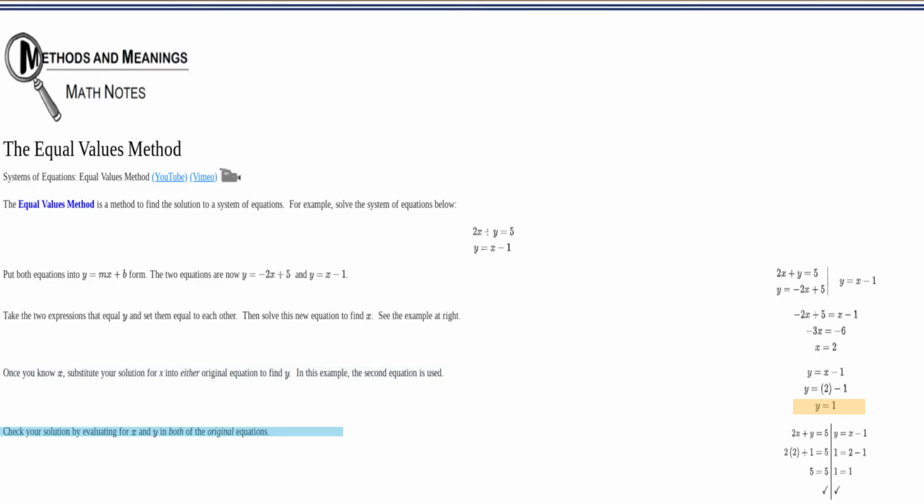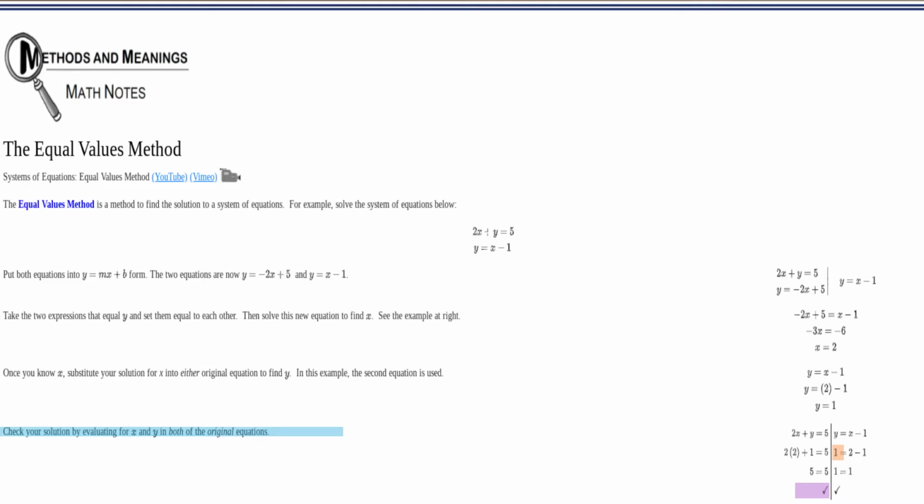So then to check my solution, I'm going to plug x and y into both equations. On the left side, I'm going to use the equation 2x plus y equals 5. On the right side, I'm going to use y equals x minus 1. If I take 2x plus y equals 5 and substitute in my values, I know that x is 2 and I know that y is 1, so I have 2 times 2 plus 1 equals 5. 4 plus 1 does in fact equal 5. 5 equals 5. Check. We've got our answer.